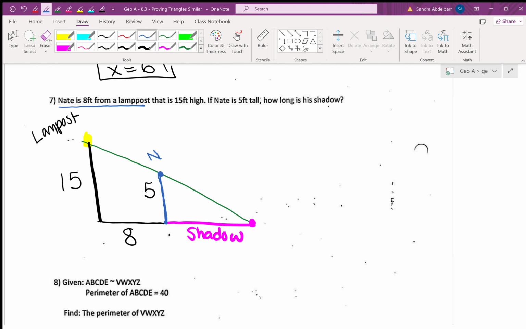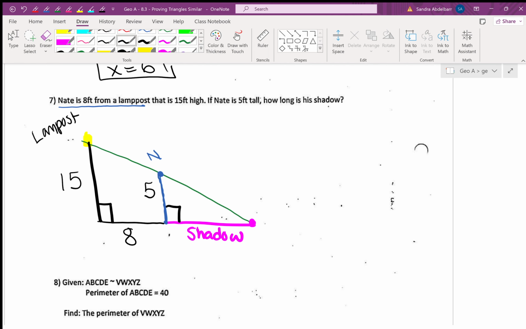Anytime you're standing with the ground, what kind of angle am I making? A right angle. So that means Nate is making a right angle with the ground. What else? The lamppost is also making a right angle with the ground. That's one pair of angles. For these triangles to be similar, we need another pair. Simon. The pair that they're sharing. Good. At the end of the shadow, that reflexive angle. Do we all see this? Yes? Awesome. All right.